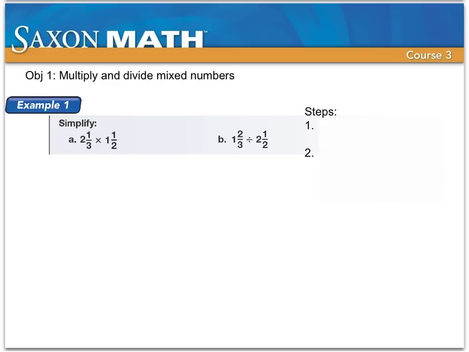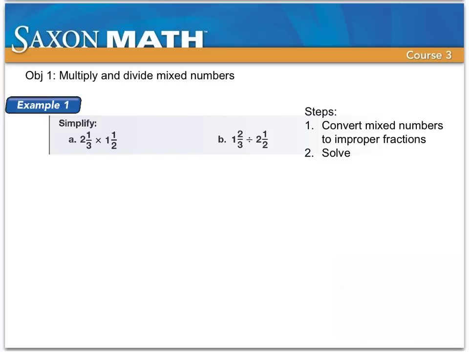Okay, objective 1 is to multiply and divide mixed numbers. We've only got 2 steps for these, so let's get started. Number 1 is to first convert the mixed numbers to improper fractions, and step 2 is to solve the problem. So we're going to convert the mixed numbers to improper fractions and then follow the rules that we use for fractions when we're multiplying and dividing.